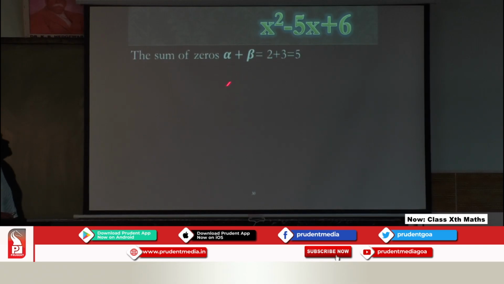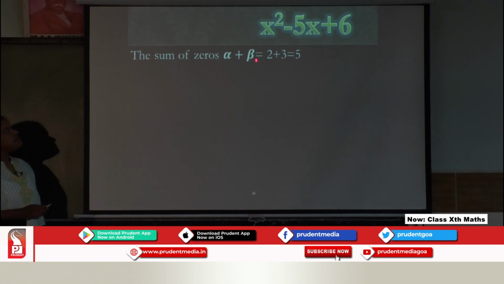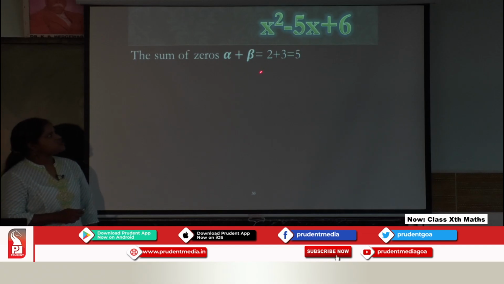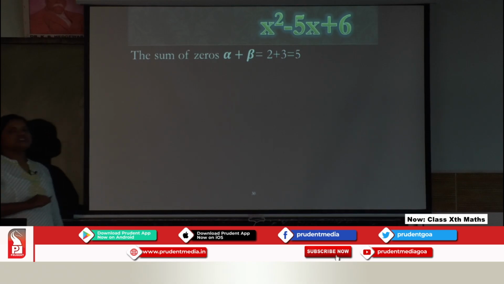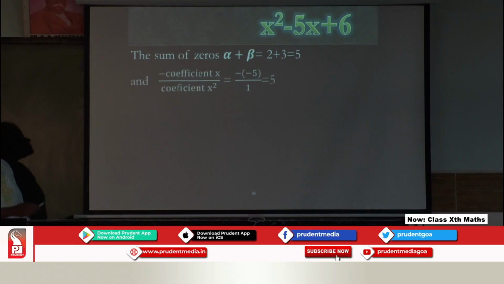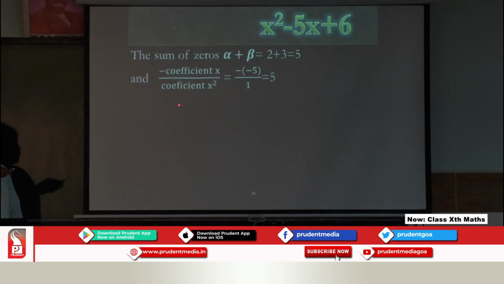So, for the sum of zeros, I had alpha as 2 in the previous sum and beta as 3. So, the sum of zeros, that is alpha plus beta, is 2 plus 3, which is equal to 5. So, I get 5 as my answer. Let us check using the formula. So, what is minus coefficient of x upon coefficient of x square? This is the formula for sum of zeros, that is minus b upon a.